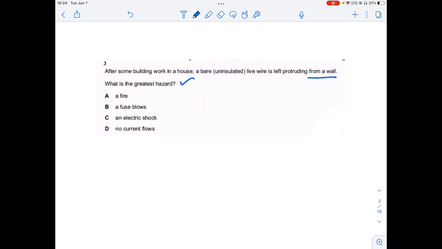So the greatest hazard cannot be a fire. Why can it not be a fire? Because it is only a wire and there are no other short circuit chances, so it cannot cause a fire. And a fuse blows only when there is a complete circuit, so a fuse blowing is also not possible. No current flows through the wire.